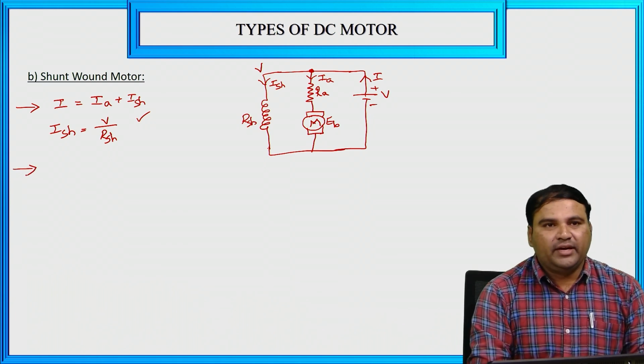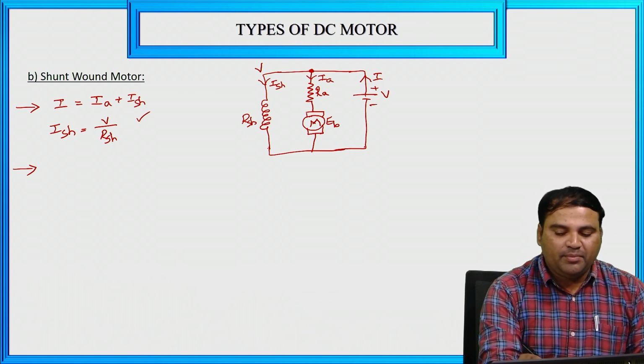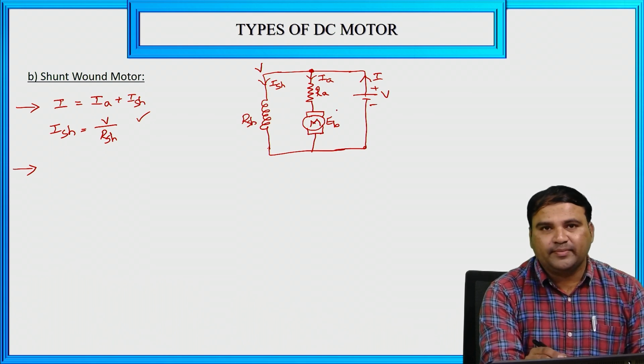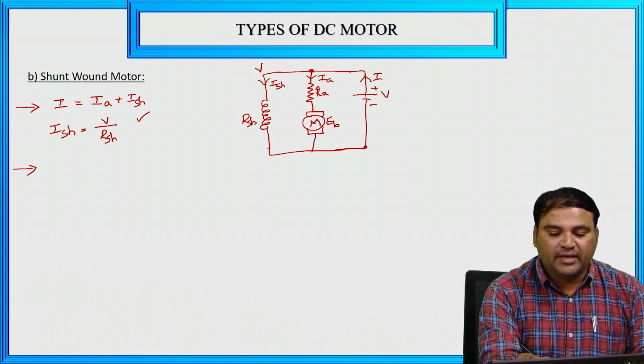Now we have to write the voltage relation of the shunt wound DC motor. In that case, we have to apply KVL in this single loop. So source is this side, and I am applying KVL in this loop. I am starting from this point.